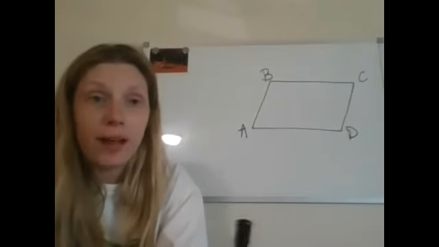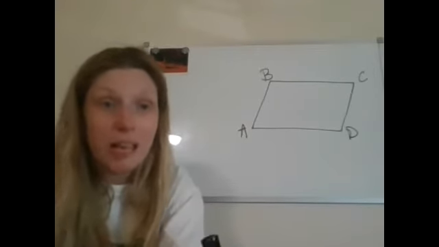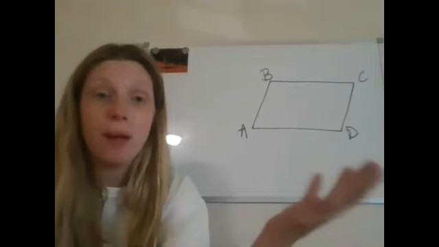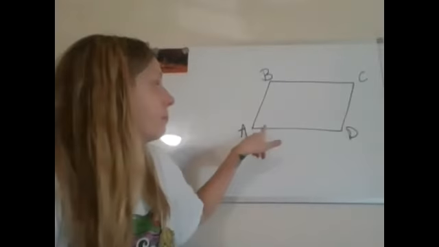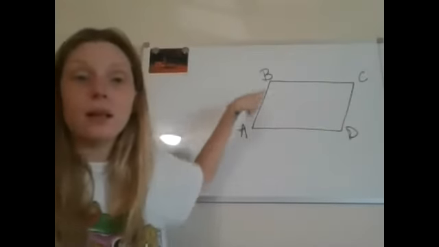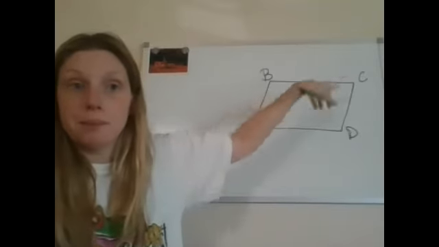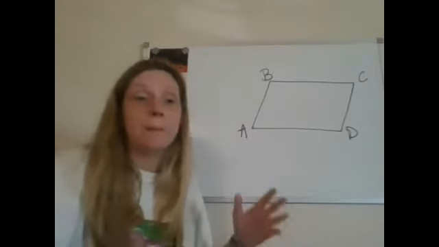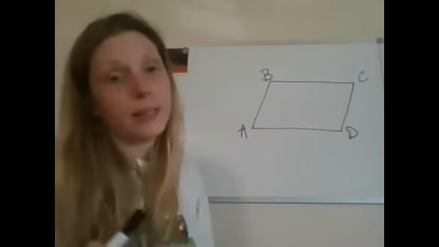So for a parallelogram, one of the main properties is in its name. Opposite sides are parallel, okay? So BC is parallel to AD, AB is parallel to CD. All right, but here's what we really need to know.